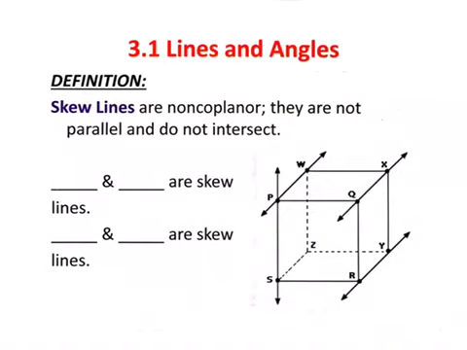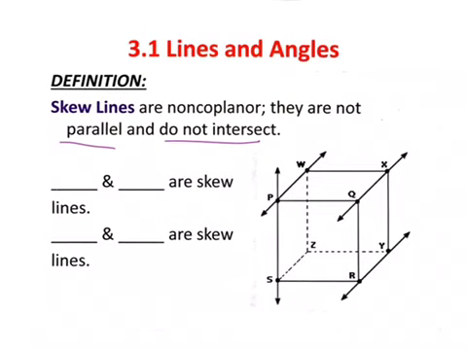Skew lines are non-coplanar, they are not parallel, and they do not intersect. So skew lines have two requirements. They cannot be parallel, but they also do not intersect. So generally what this means is they're going in opposite directions or kind of traveling in opposite paths, but they're doing so at like different heights.